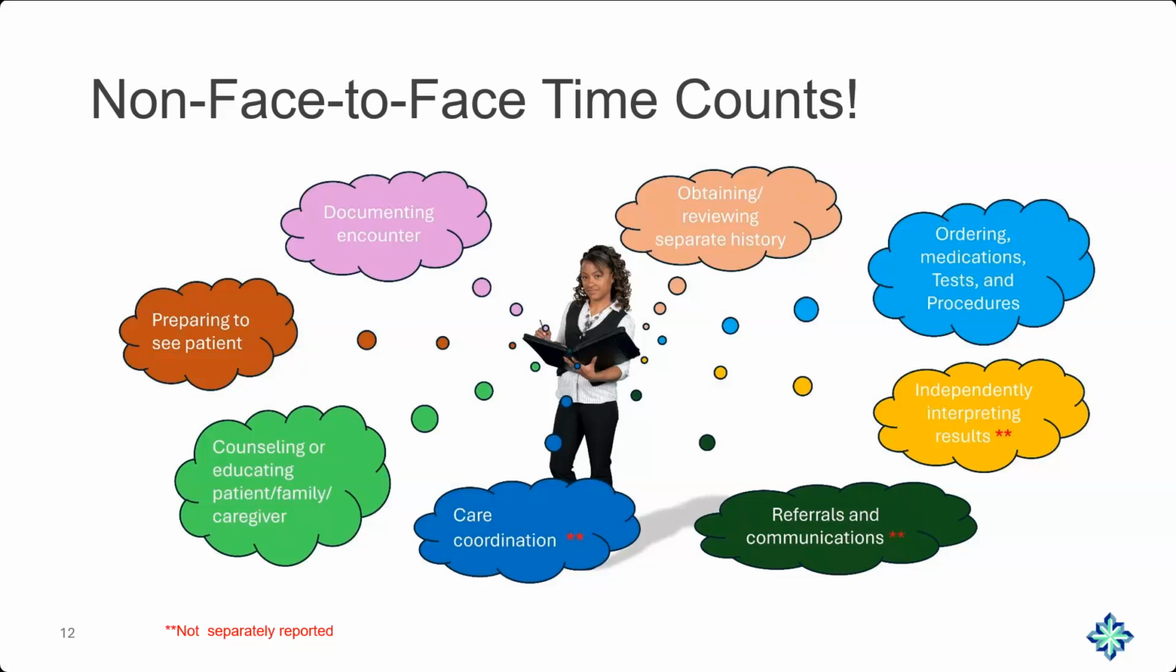If there's any care coordination that's not being reported separately, that time can be counted. And then also any time that you're spending communicating with maybe community agencies to coordinate care. Maybe you have some services that you're organizing for them, again, as long as the provider is doing that.